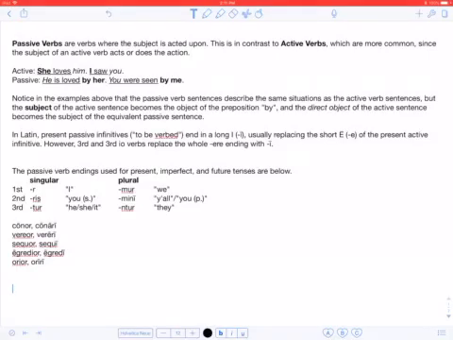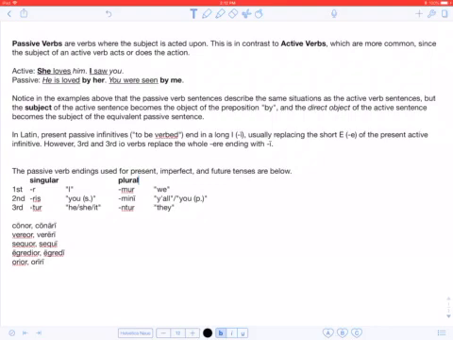So, omnes, welcome to this video lesson on passive verbs, and we're going to specifically look at some deponent verbs. So passive verbs. Passive verbs are verbs where the subject is acted upon.